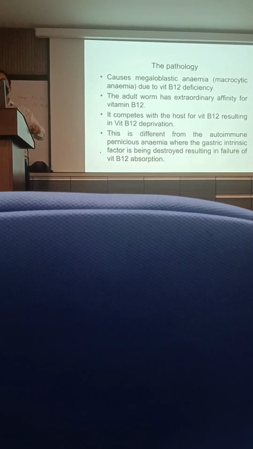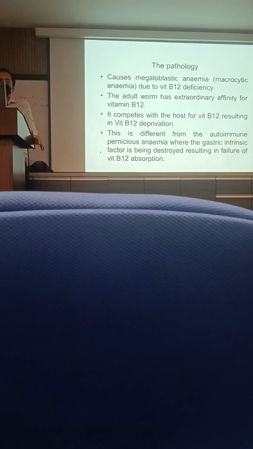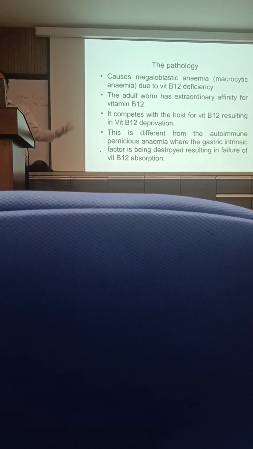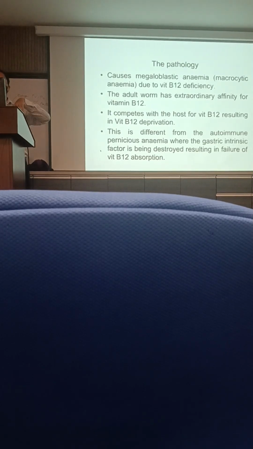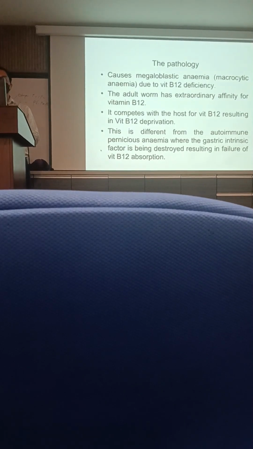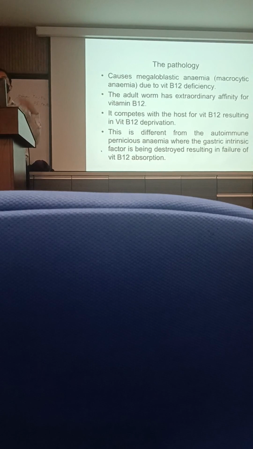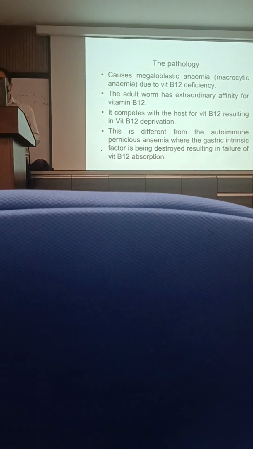And normochromic, normal color. If microcytic, it is usually hypochromic, a bit pale, right? And here it is because of vitamin B12 deficiency. But why do you get vitamin B12 deficiency? Because there are other causes.